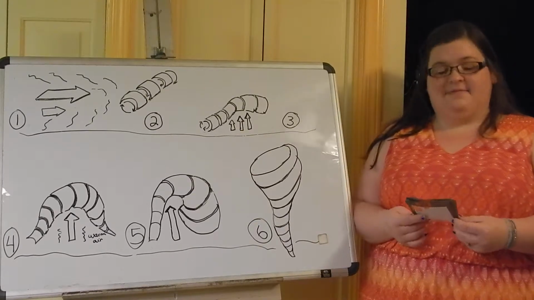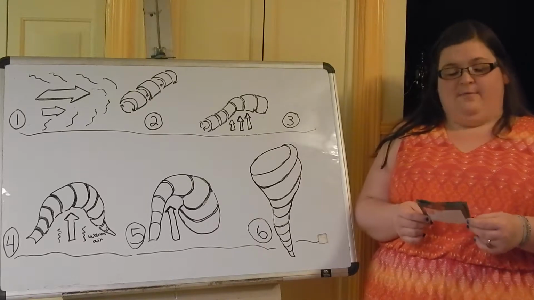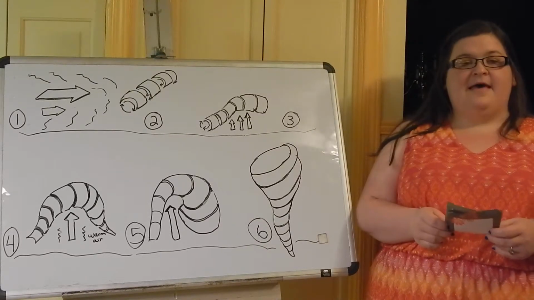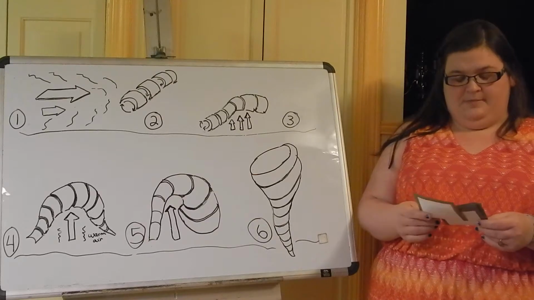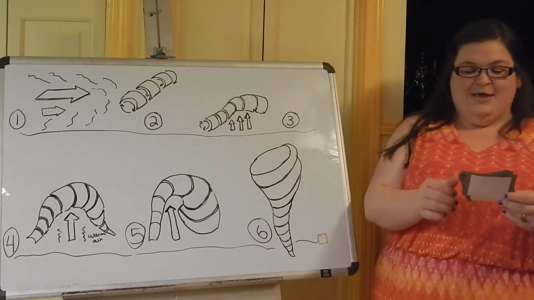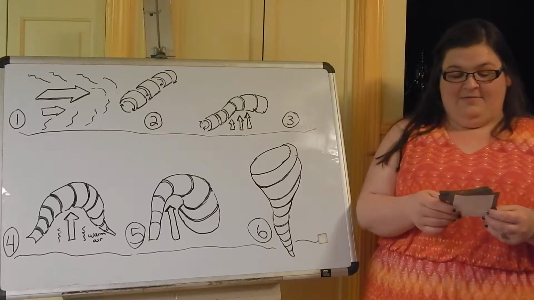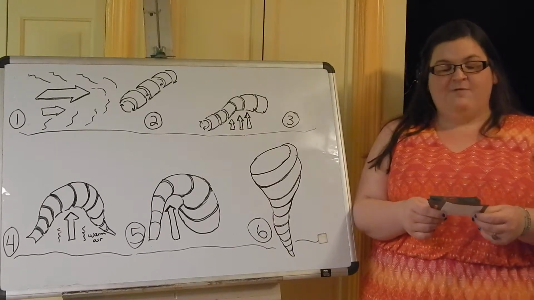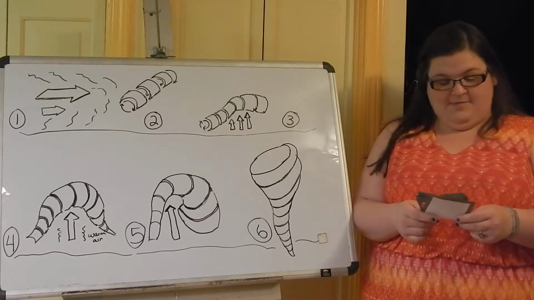There are many steps to a tornado forming. Knowing these steps may be able to help you in the future. Step 1. Tornadoes begin when the sun heats up the surface of the land. That is why most tornadoes occur during the summertime.